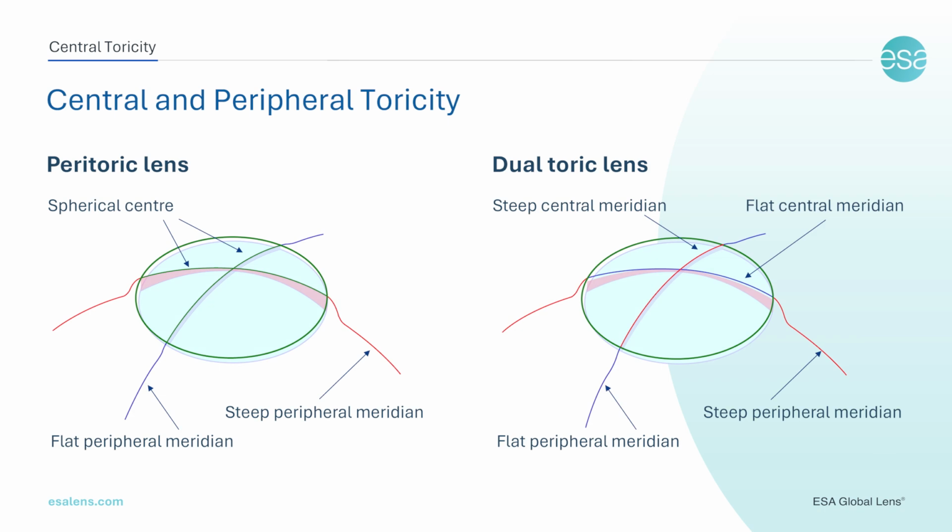The axes of central and peripheral toricity are always mutually perpendicular. This is necessary because the additional corrective effect in the central zone must be exerted along the steep meridian, where the initial flattening was insufficient. To achieve this, the central zone of the lens along this specific meridian must become flatter to enhance the refractive change. Consequently, the flat meridian of the central zone is oriented perpendicular to the flat meridian of the peripheral zone, thereby coinciding with the peripheral steep meridian.